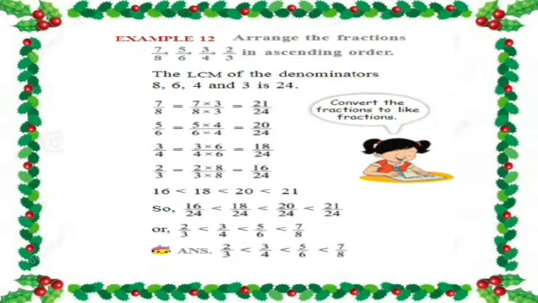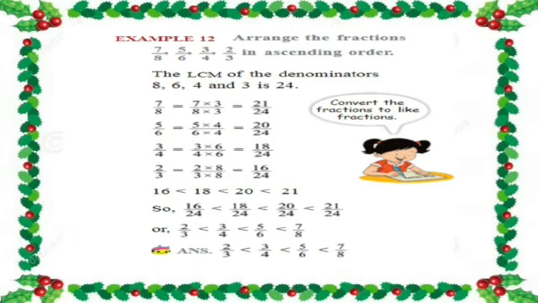Let us see example 12. Arrange the fractions 7 by 8, 5 by 6, 3 by 4, 2 by 3 in ascending order. So here when you look at these fractions, you could see they are unlike fractions with different numerators. So what will you do? First you change the unlike fractions into like fractions and then compare. So the first step is to find the LCM of the denominators. So what are the denominators given here? 8, 6, 4 and 3. So when you find the LCM for 8, 6, 4 and 3, you get the LCM as 24.